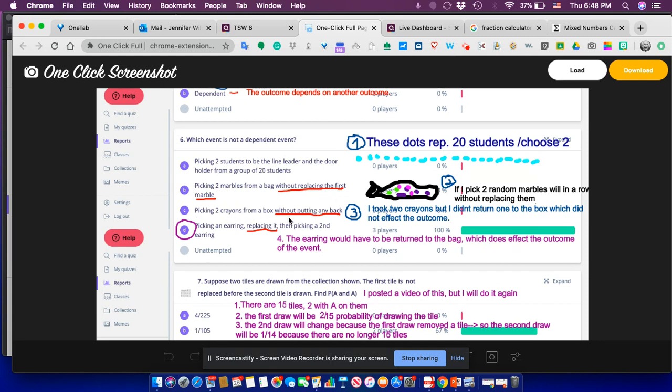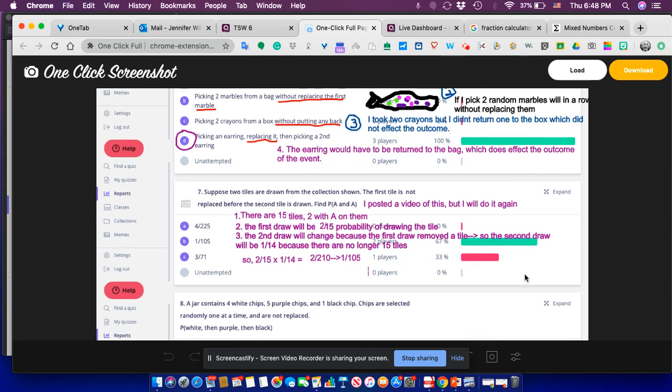C, picking 2 crayons from a box without putting them back. So if you took 2 crayons but didn't return them to the box, then that doesn't affect the outcome for the next independent trial. And so D, picking the earring and replacing it and then picking a second earring, that event would have to be based on a dependent outcome. So it would be returned to the bag, and it does affect the outcome of the event.